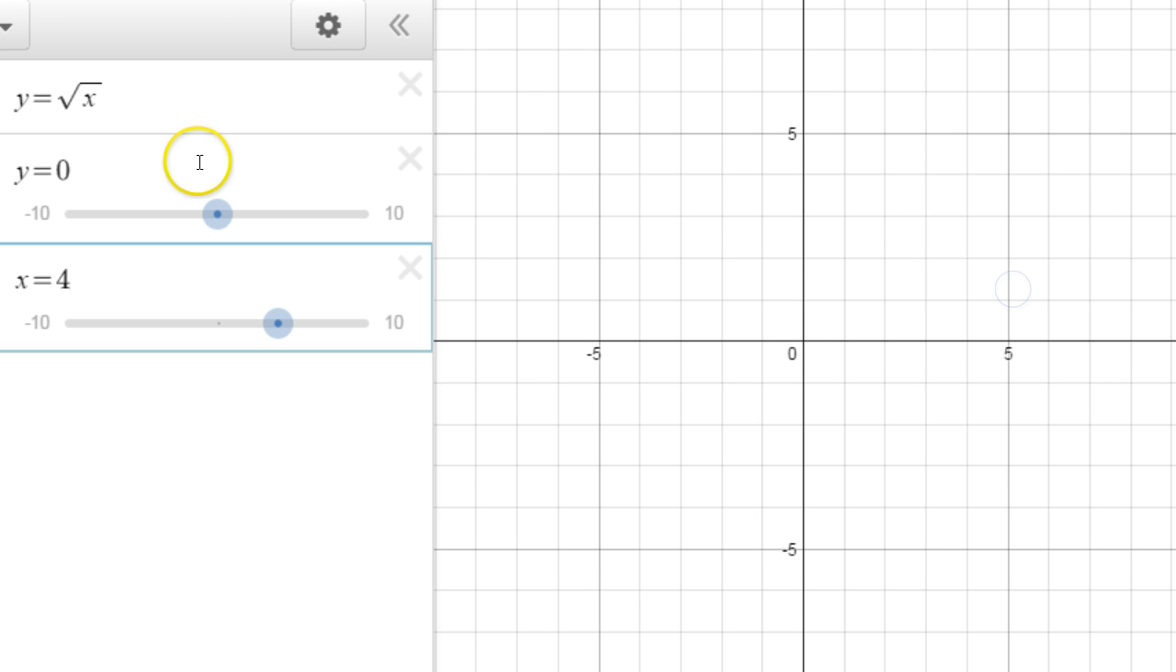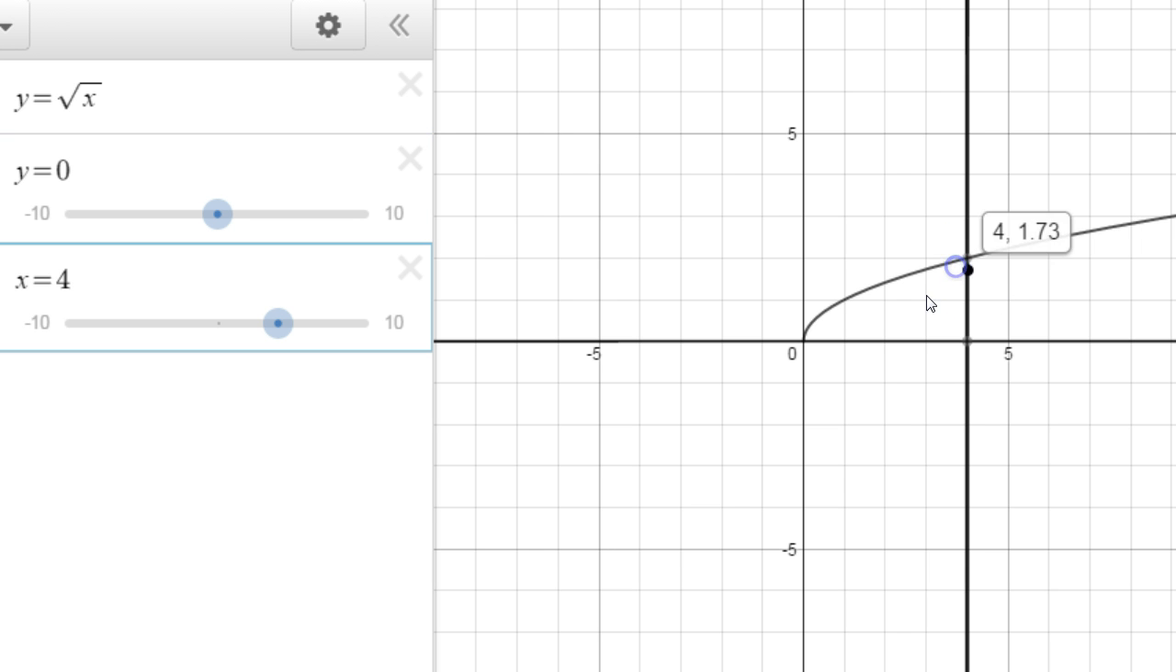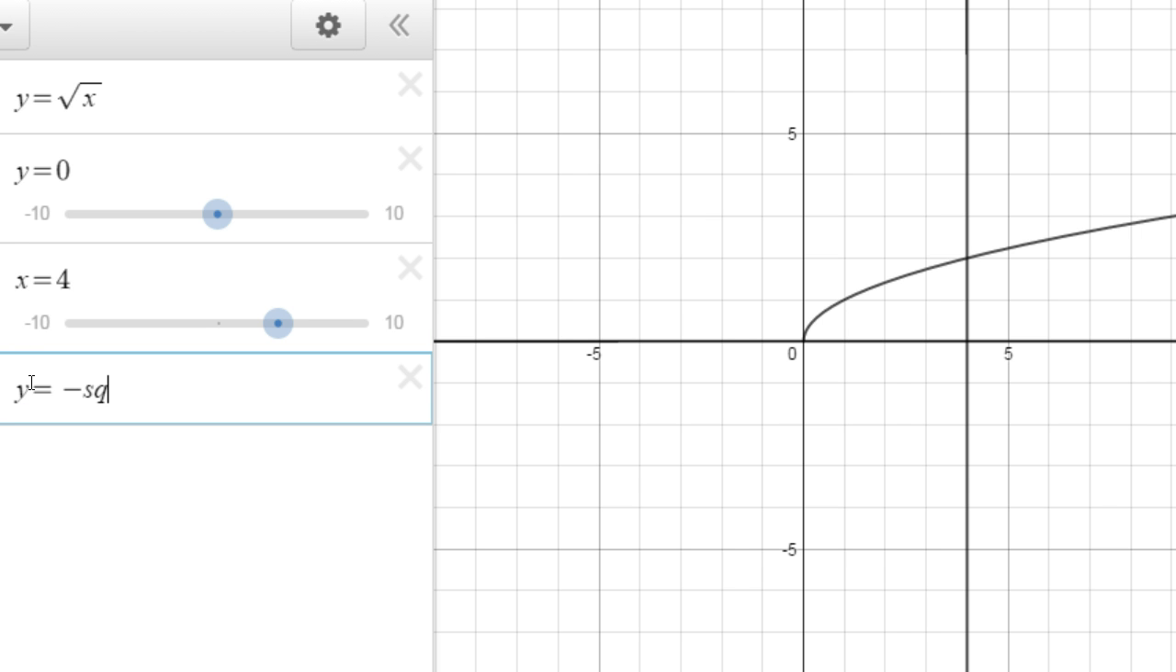Alright, so taking a look at our actual graph, this is what the graph of a square root function is going to look like. This is going to be our axis that we're going to spin about, and this is going to be the top part that we're going to stop off. So if you were to imagine it spinning around, it should look something like this. Y equals negative square root of x.